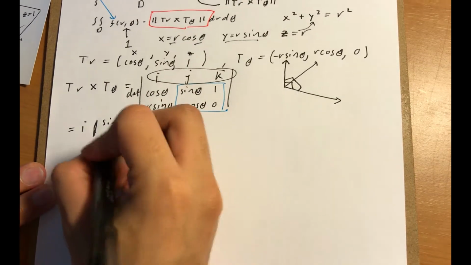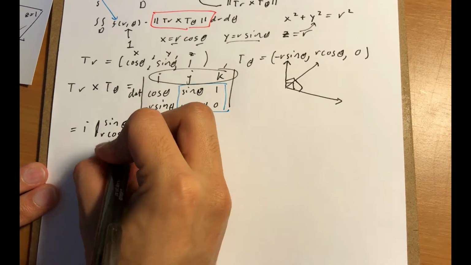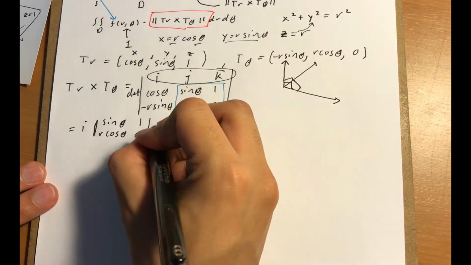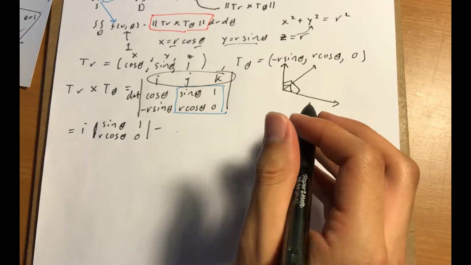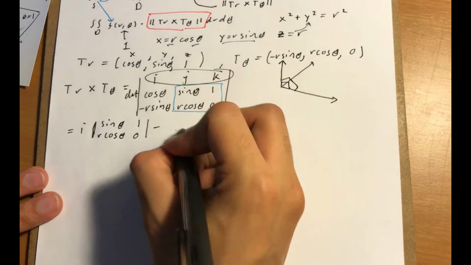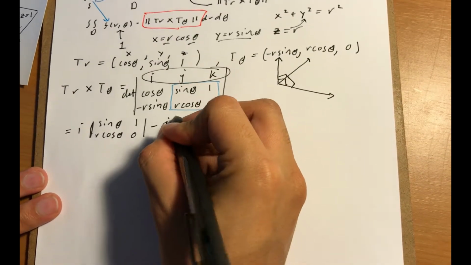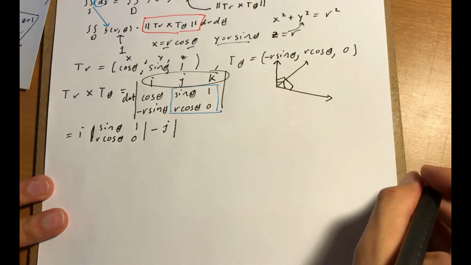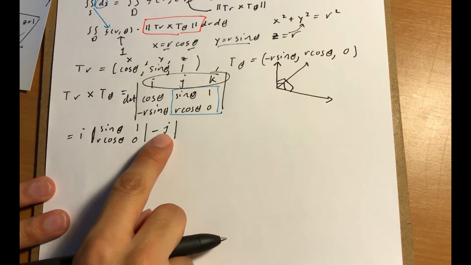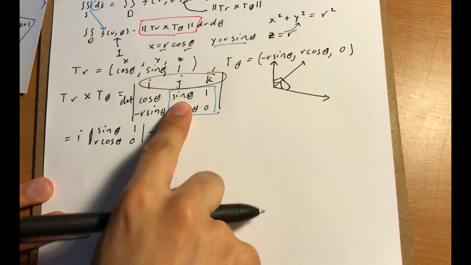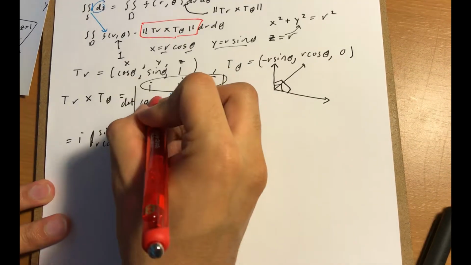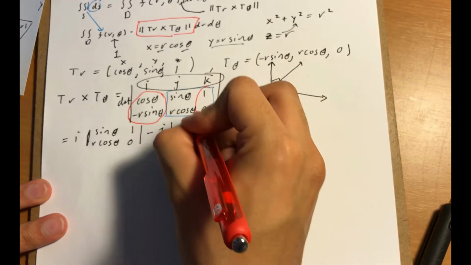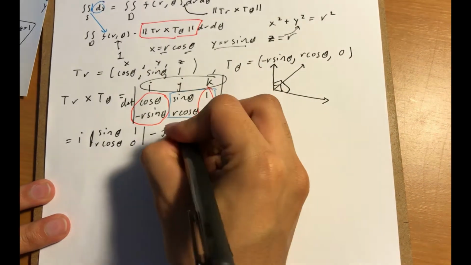I'm hoping that if you're watching this video, you're already somewhat familiar with taking determinants. This is more like the differential part of multivariable calculus, so hopefully many of you viewers already know how to take a determinant. Now we're doing the j direction. So eliminate this row, this column. You're left with cosine theta, negative r sine theta, and then this 1 and 0. So we'll just fill that in.